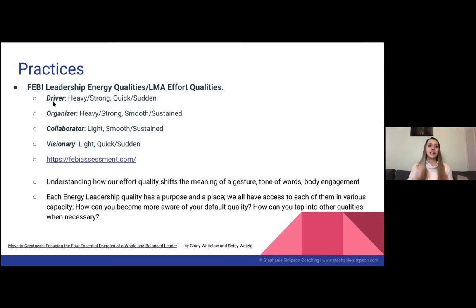Driver is heavy, strong, quick, sudden, like I need you to get this done, I need you to get that done. Could be a little bit of level 2, could be a little bit of level 3, right? Totally necessary to get things moving, but if you're doing driver all the time, you're going to burn out, right? So I always think of driver as like this go, kind of like clap like that.